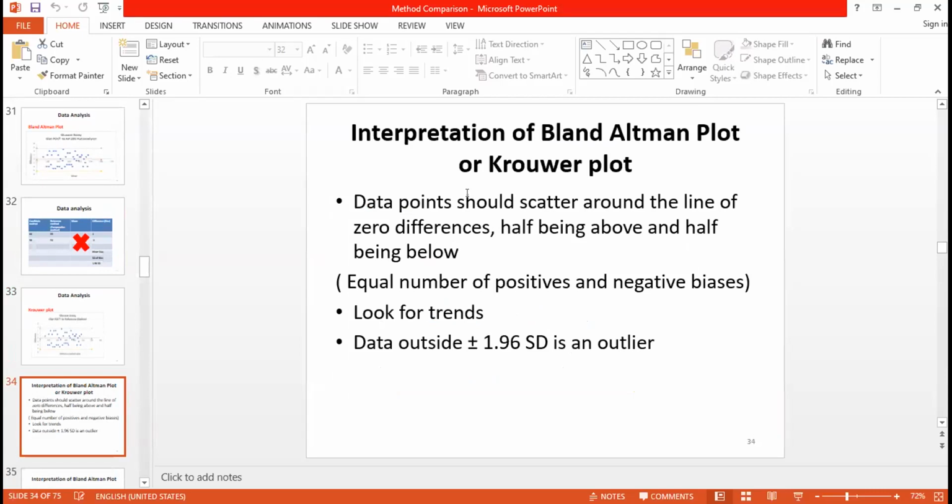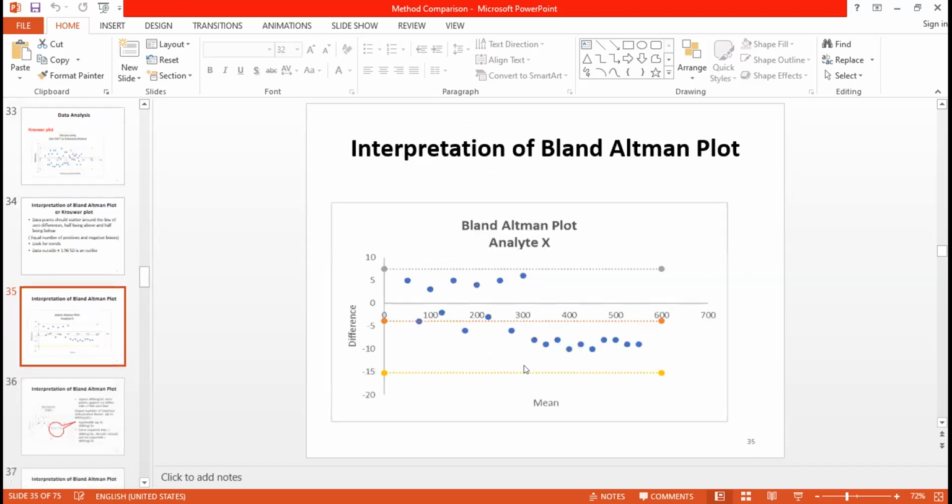You look at your data points and see whether they equally scatter around the 0 line. If they do, that means the number of positive biases is equal to the number of negative biases, which is a good thing. Then you look for a trend and any outlier sitting above or below the 1.96 SD lines. That is how you interpret a Bland-Altman plot.